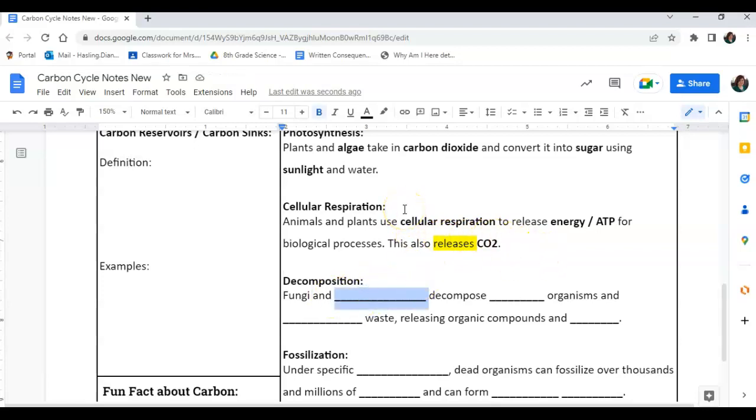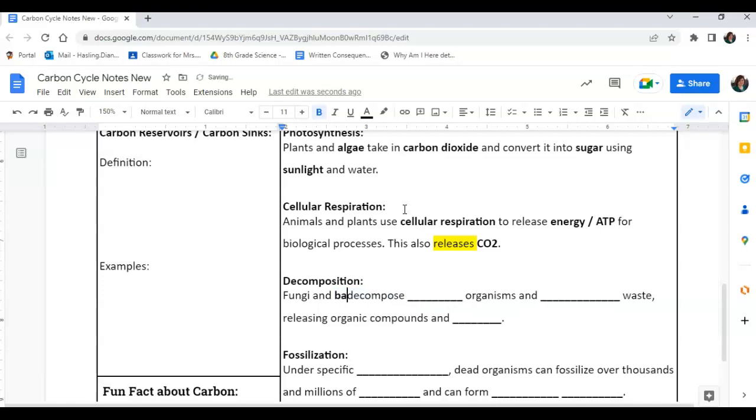Decomposition, you've got fungi, mushrooms, and bacteria. They decompose dead organisms and also organic waste, which will again release more CO2.